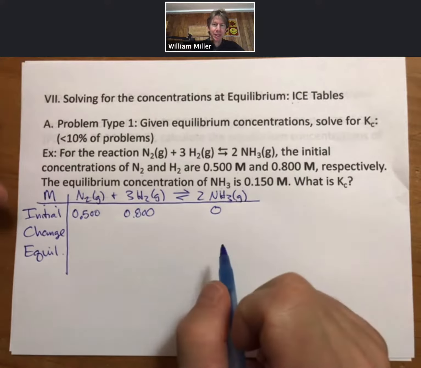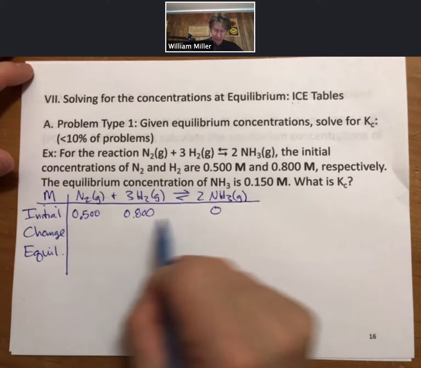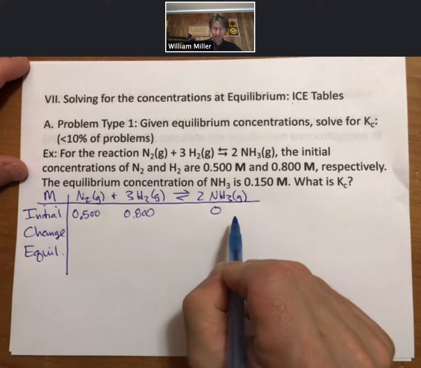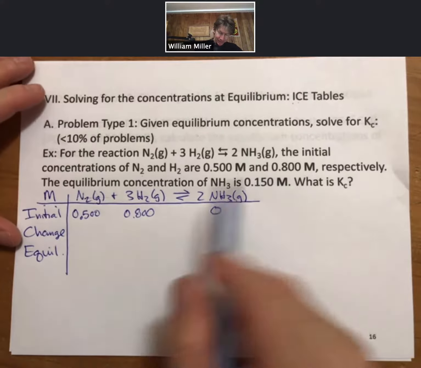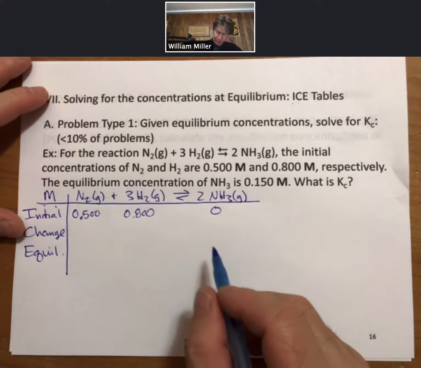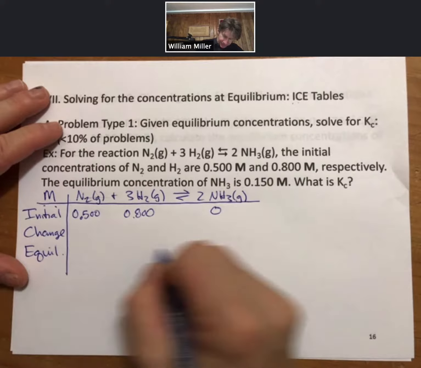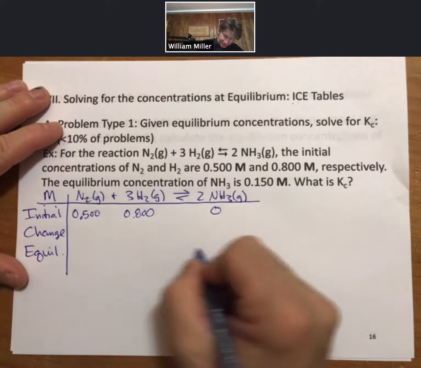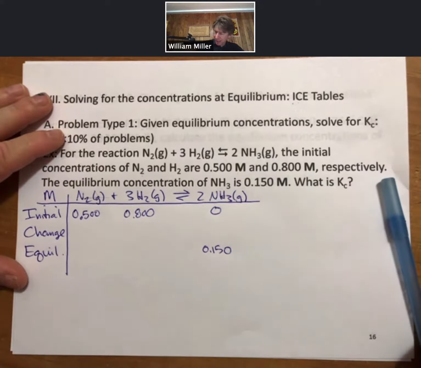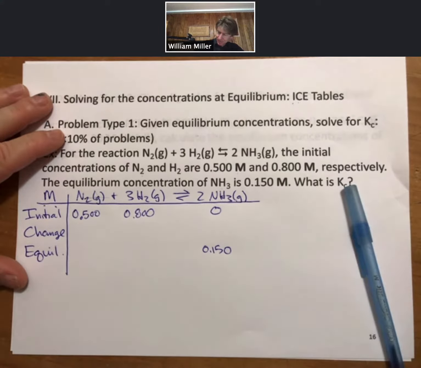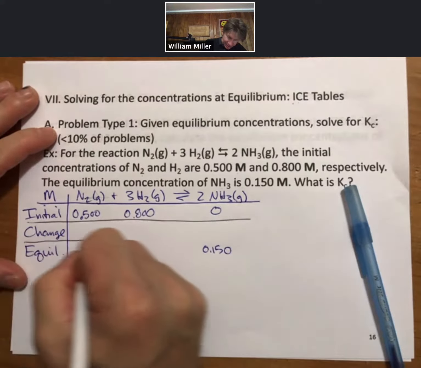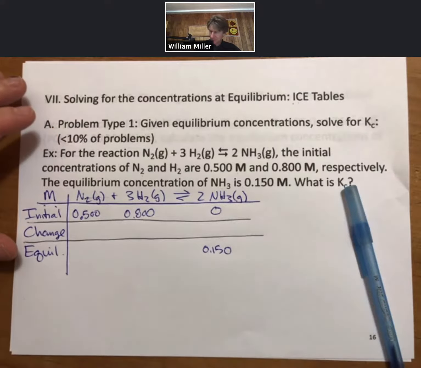Anyway, wherever there's a 0, the reaction has to go towards that 0 to create some of it. Now, this problem says the equilibrium concentration of ammonia is 0.150 molar. So I'm going to write down here 0.150 molar. We can do some lines in this table here, just to keep things well organized.